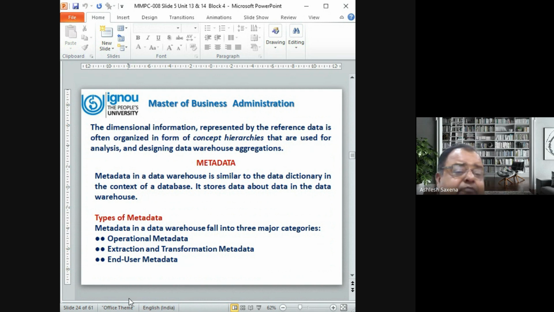Now we have heard of metadata. Now the question is, what is meant by metadata? Metadata in a data warehouse is similar to the data dictionary in the context of a database. It stores data about data in the data warehouse. What are the different types of metadata? Metadata in a data warehouse falls into three major categories. The first one is operational metadata. The second one is extraction and transformation metadata. And the third one is end user metadata.